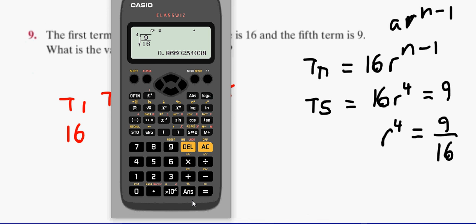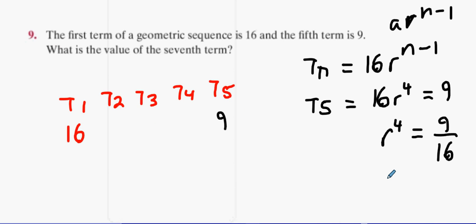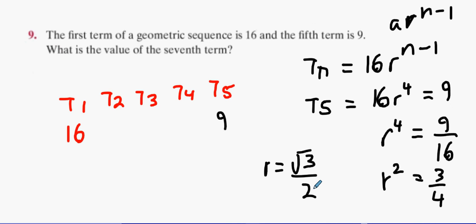Root 3, is it? Could be root 3 over 2, is it? So let's try this out. Square root both sides. And you get 3 over 4. Square root both sides again. You get root 3 over 2. Is that alright?